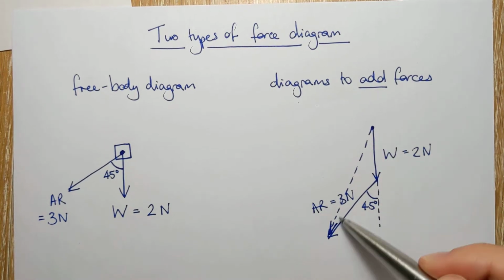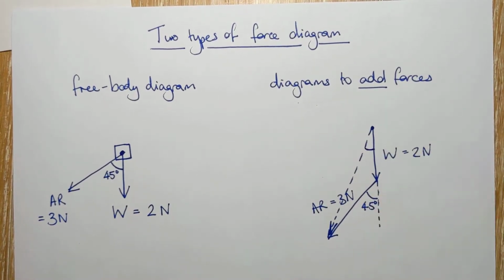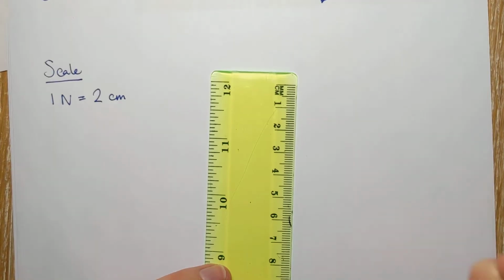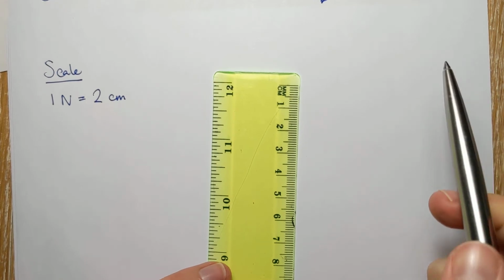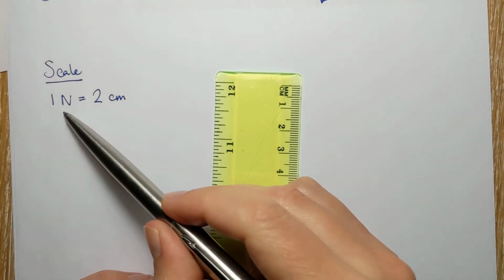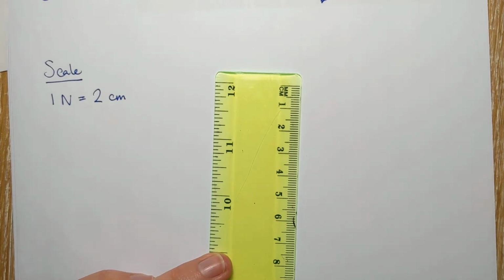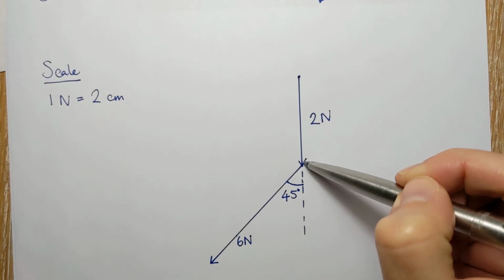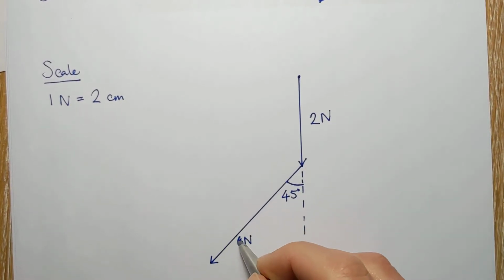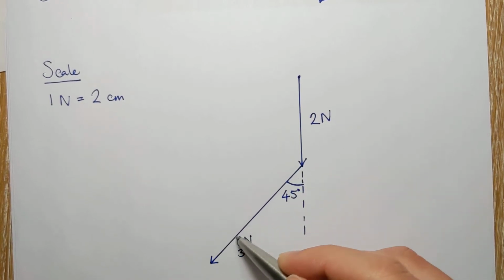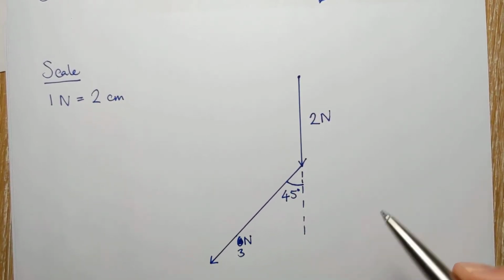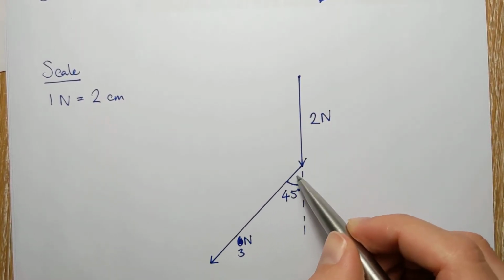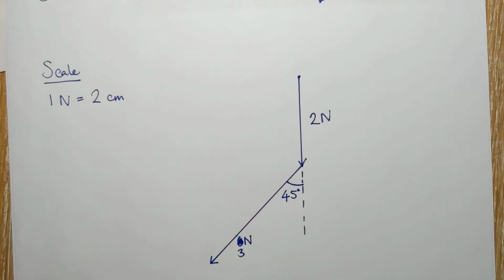Now, if I want to work out how big that is and what this angle here is, I'm going to either have to use the cosine rule or I can draw a scale diagram. In my diagram, I'm going to represent 1 Newton by 2 centimetres. So here's my 2 Newton force represented by a 4 centimetre arrow, and here's my 3 Newton force represented by a 6 centimetre arrow. It's all measured accurately, and that includes the angle, so you have to use a protractor to make sure you've got that angle right.